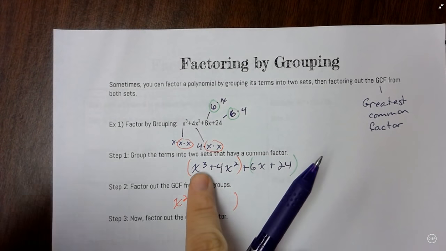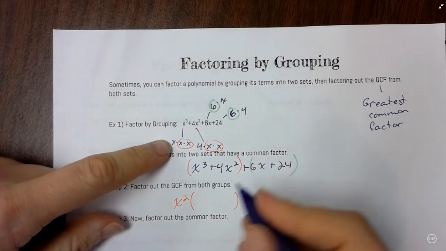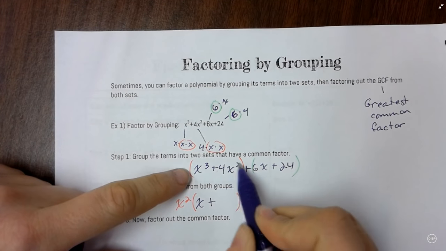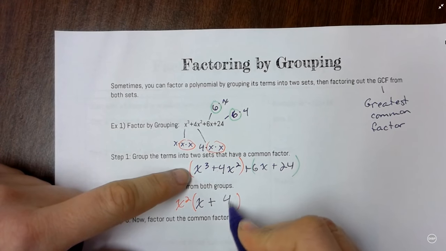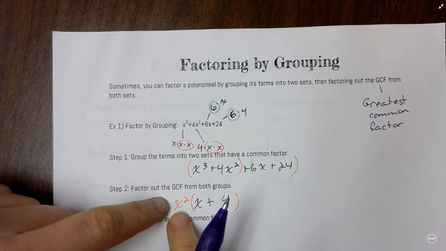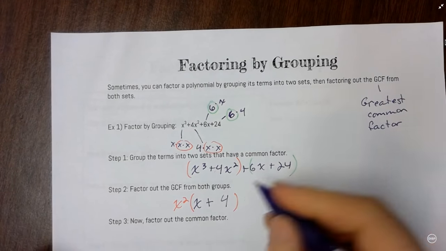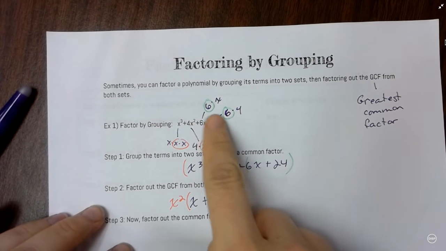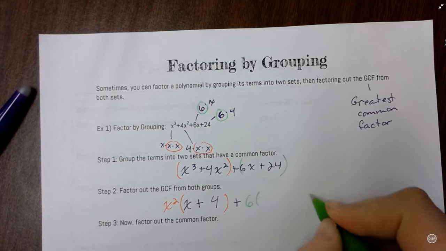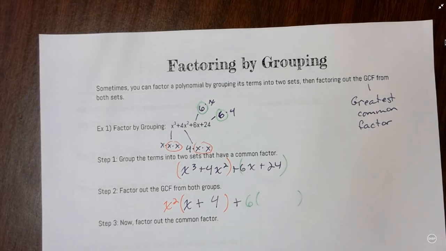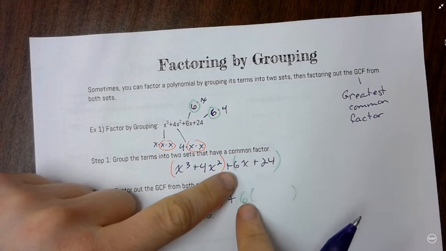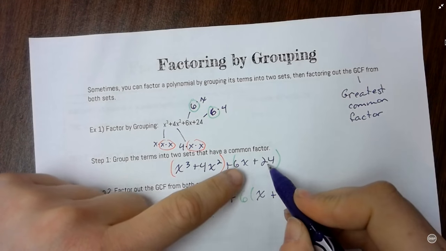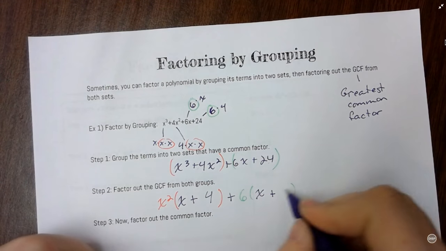And then once I factor out an x squared from x to the third, I've got an x left. So I'm going to write x here. Plus, and then after I factor out this x squared from 4x squared, I still have a 4 left. So right now I have x squared times x plus 4. And then out of these two, I'm going to go ahead and factor out that 6. When I factor a 6 out of 6x, then x is left. And when I factor a 6 out of 24, there's still a 4 left.